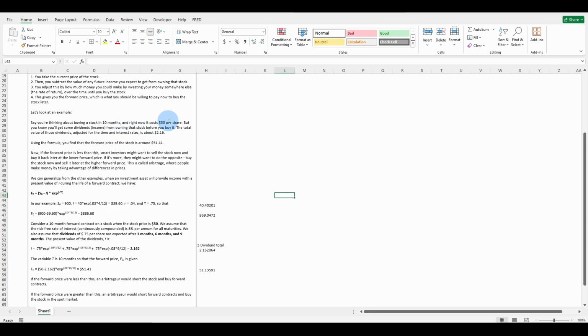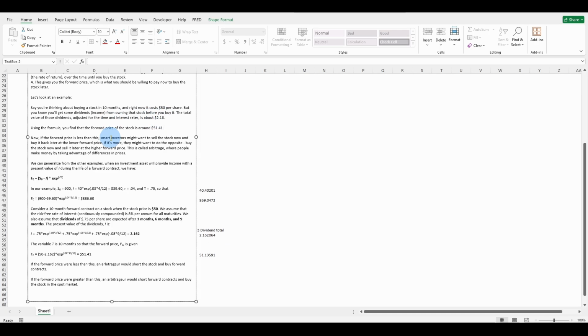And right now it costs $50 per share. But you know you'll get some dividend income from owning that stock before you buy it. The total value of those dividends adjusted for time and interest is about $2.16. Using the formula, you find that the forward price of the stock is around $51.41. Why? Because eventually you're going to get this $2.16, but we need to discount that back. So let's see what we're doing here.